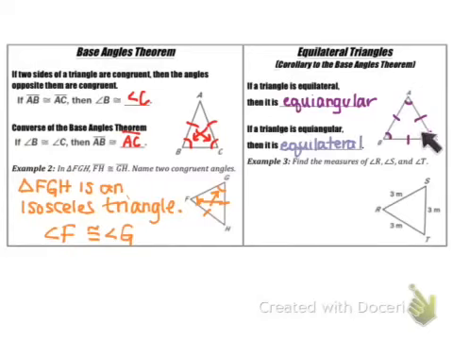If they just give you that the angle measurements are congruent, you can conclude that the sides are congruent as well. Or vice versa, if they give you the sides that are congruent, all three of them, then you can conclude that all of the angles will be the same measurement.